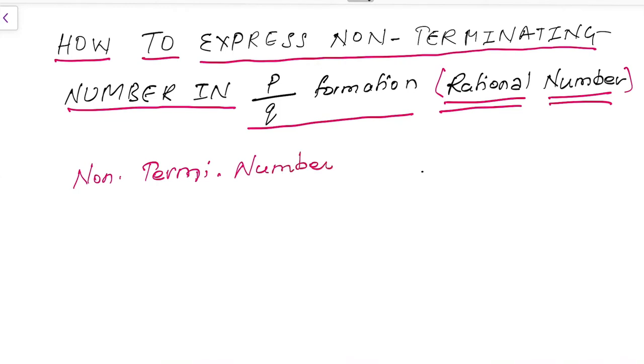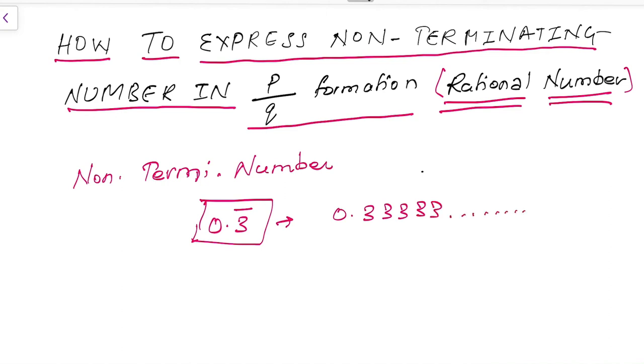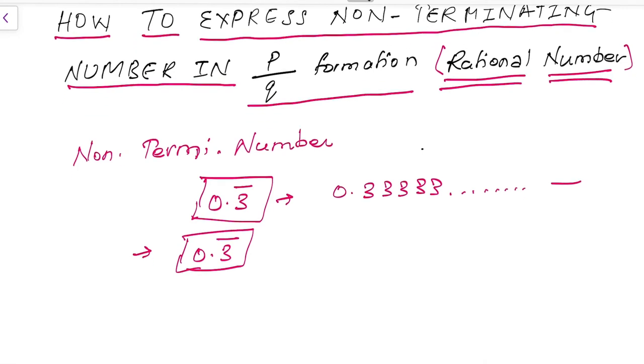Any number written like 0.3 with a bar on top is a non-terminating number. What this means is 0.3333 and it will continue till infinity. To write it in a simpler form, we write 0. with a bar on 3, which means 3 will go on until infinity and will never end.